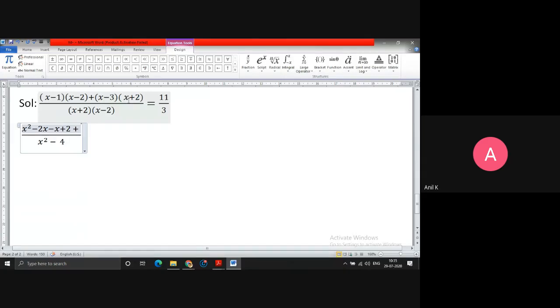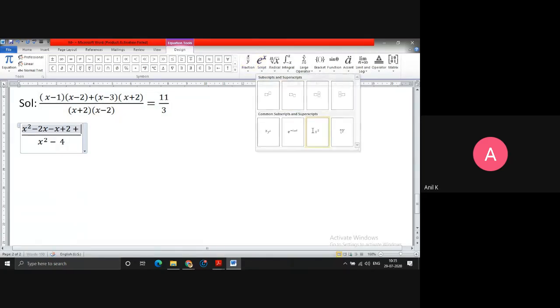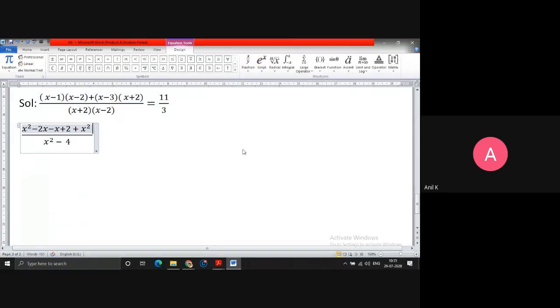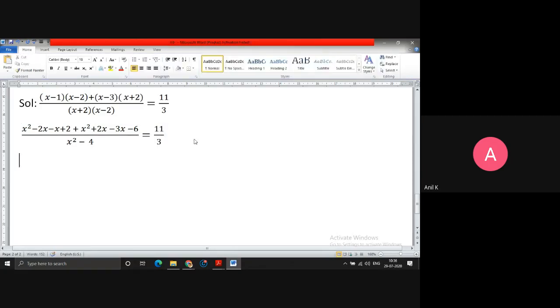Now again, x into x is going to be x square, right? Then x into plus 2 is going to be plus 2x. Then minus 3 into x is going to be minus 3x. Then minus 3 into 2 is going to be minus 6. Be careful, you have to multiply along with its sign. Otherwise, you never get the correct answers and you feel maths is very difficult.